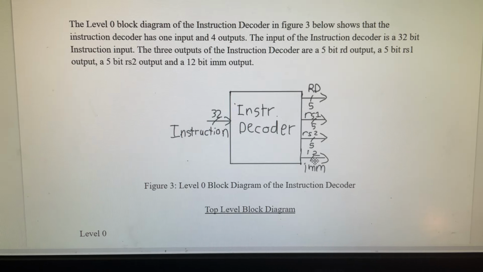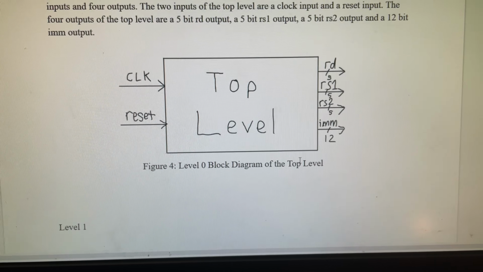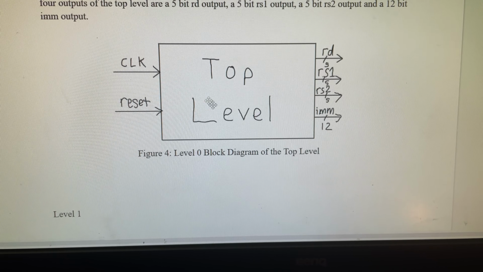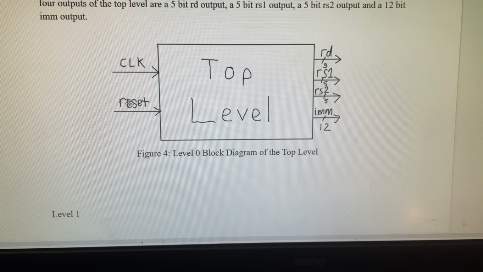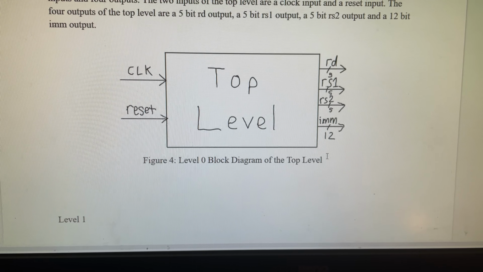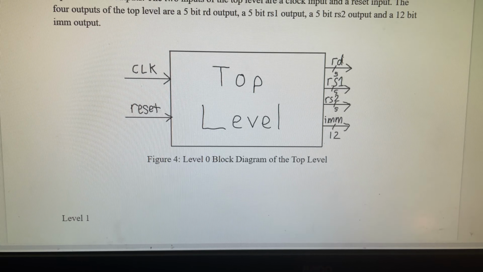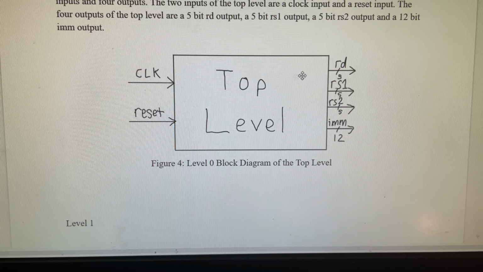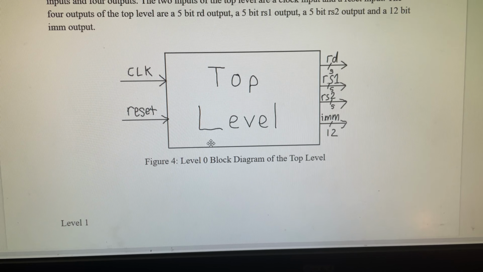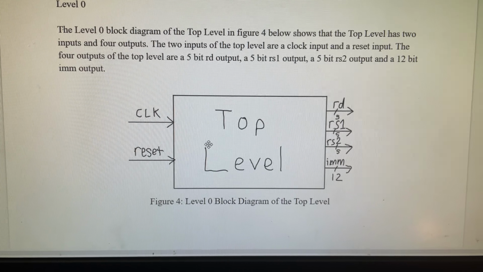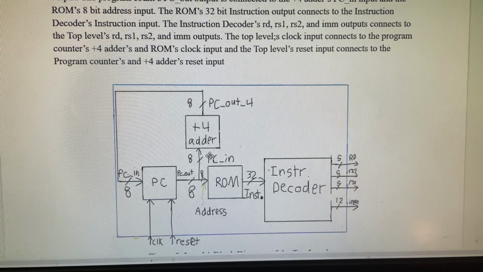All of these block diagrams put together is going to give us our top level block diagram. Our top level block diagram is going to have a clock and a reset with all of these given outputs, the RD, the RS1, the RS2, and the IMM, 5, 5, 5 bits, and then 12. And we were able to successfully code this, and our ModelSim results show that.